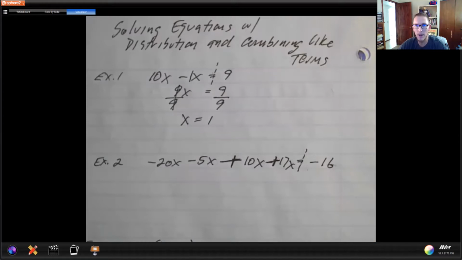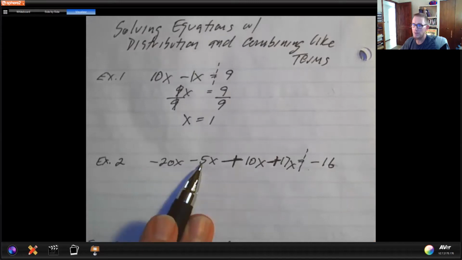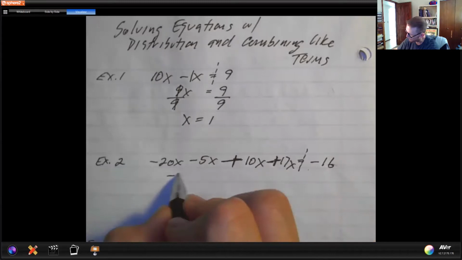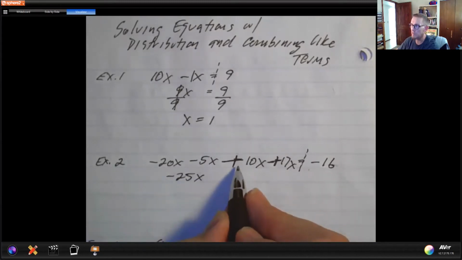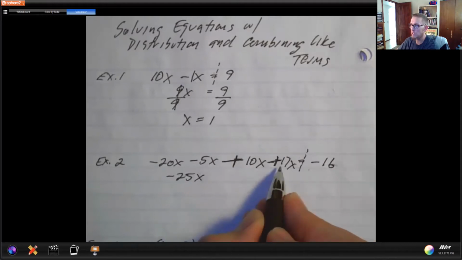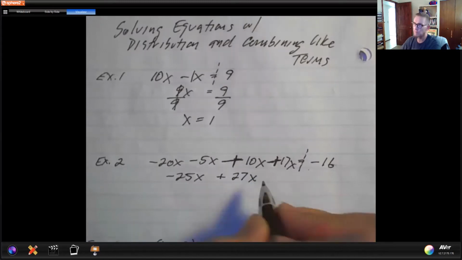Now, you can combine straight left to right. You can group things up. And you can rearrange as long as you keep the signs in front. I'm going to group things up because I see 2 terms here that are negative. And if I have a negative 20 and a negative 5, those are same signs. So I'm going to put those together and get negative 25x. And then here I'm going to take the positive 10 and the positive 17, and I'm going to put those together and get positive 27x.